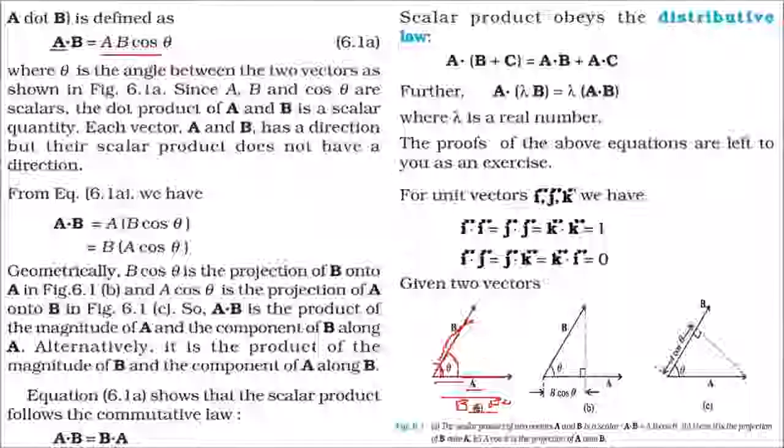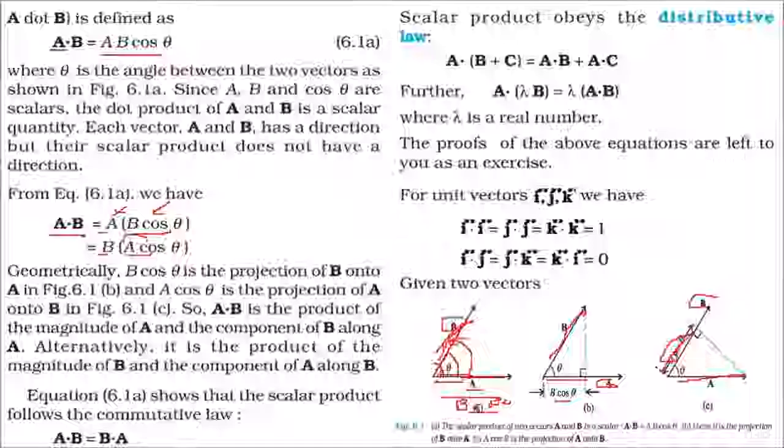Or you can say, if this is A and this is B, what is the component of A on B? That is A cos theta. So B into A cos theta. In a similar way, A dot B can be represented as AB cos theta, that is the component of B on A times A, or the component of A on B times B. As you see here, this is B, this is B cos theta, so A into B cos theta. In this case, we have A and its component is A cos theta, multiplied by B. This is your scalar product. You can say the projection. The scalar product is commutative, that is A dot B is equal to B dot A.